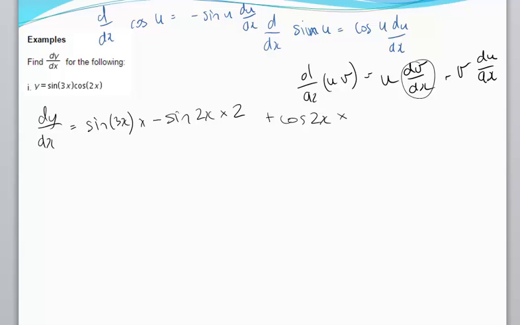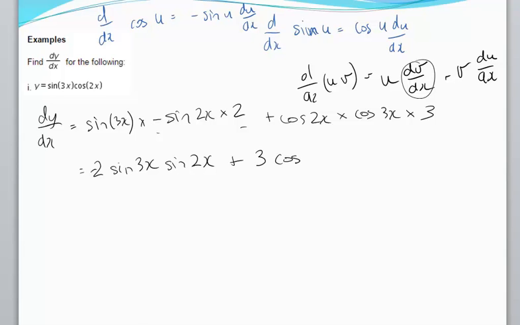Here our sine 3x becomes cosine of u du/dx, so cosine of our u, which is 3x, multiplied by du/dx. We differentiate 3x and we get 3. So we're going to end up with negative 2 sine of 3x multiplied by sine of 2x, plus 3 cosine of 2x multiplied by cosine of 3x.